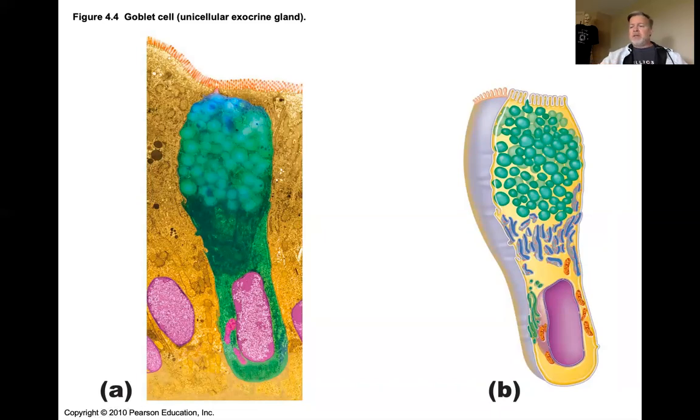These line certain parts of your digestive system. So when food comes through your digestive system, that mucus and those cilia are also there to help you move things through the system. Okay, so they're kind of important.